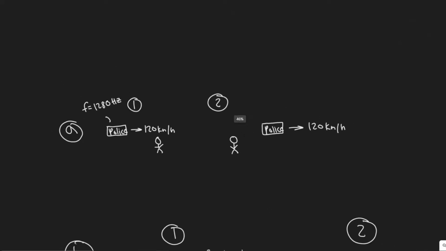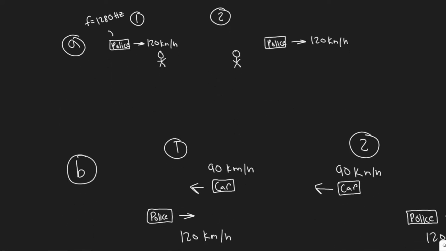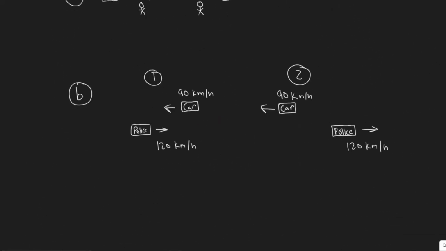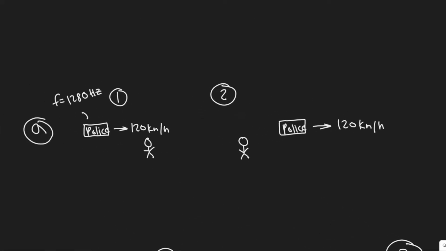So in this problem, we have a bunch of scenarios going on. So I went ahead and broke them down, A, B, and C down here. And so we're just going to focus on one at a time. So let's just go ahead and start with A. For A, we have this police car in two scenarios: when it's approaching and when it's receding. Approaching is when it's going towards our person. Receding means when it's going away.